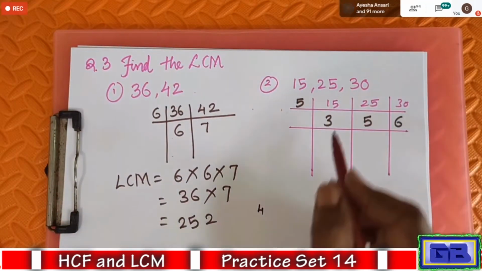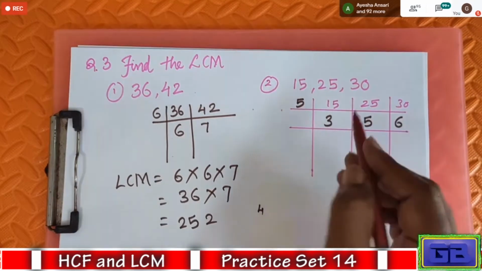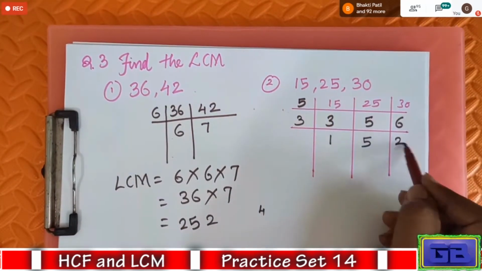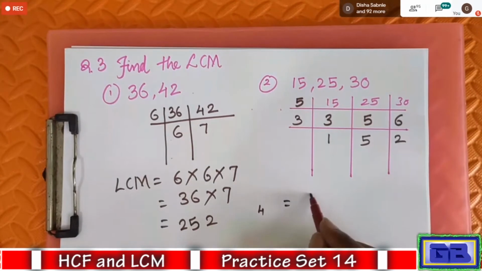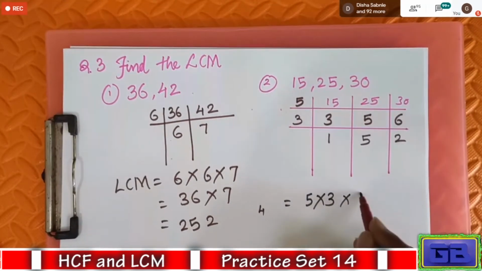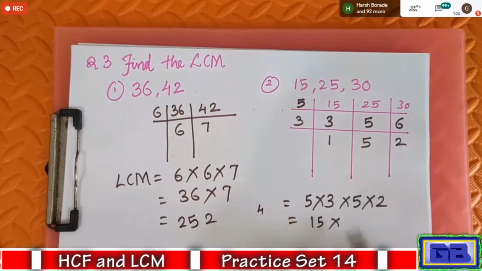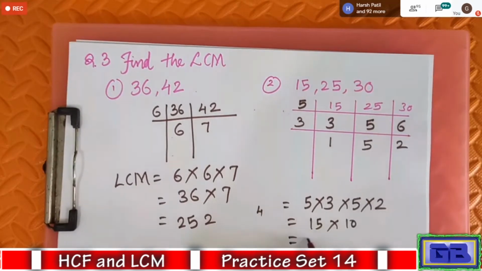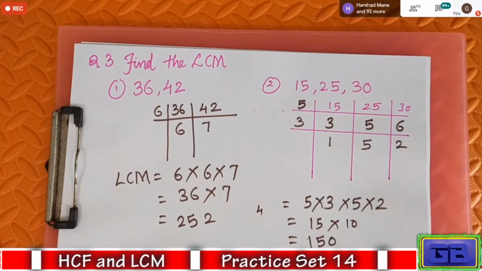Now we have to see 3 and 6. 3 we will take as a common. 3 ones are 3, 5 as it is, 3 twos are 6. Now take these numbers down. 5 into 3 into 5 into 2. 5 threes are 15, 15 into 10. 150. Answer is 150, correct.